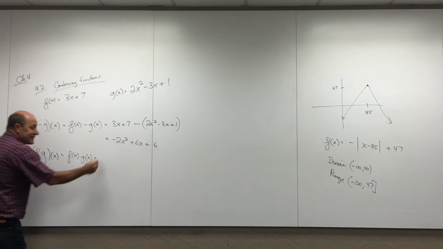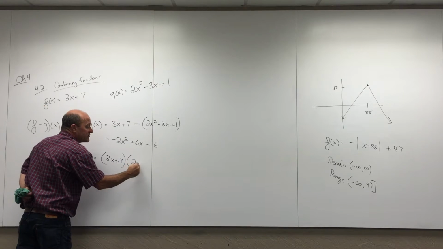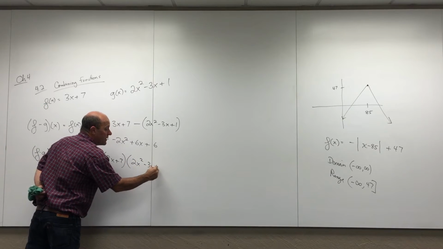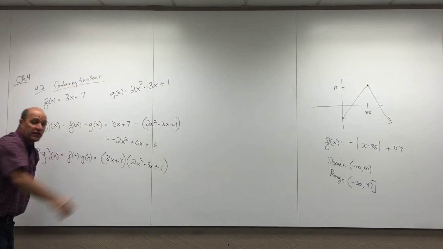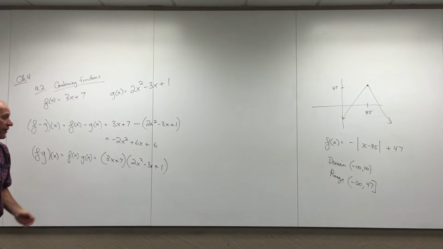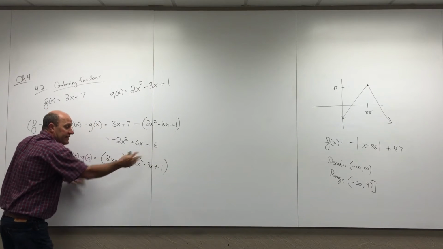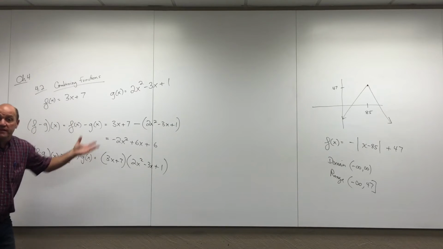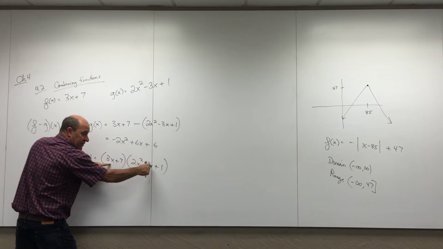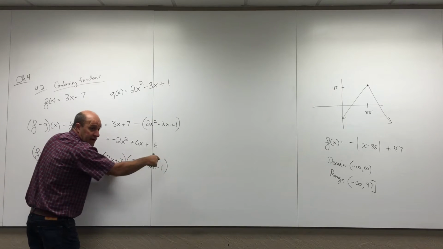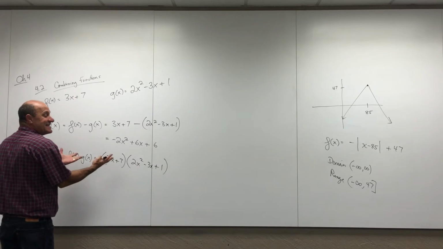Which is a bit of a pain. I mean, this is 3x plus 7 times 2x squared minus 3x plus 1. This takes a little work. Not only do you have to FOIL, in fact, FOIL might not even be a good word here. It's a binomial multiplied by a trinomial. It's a little more than FOIL. It's everybody times everybody. I got to take the 3x times everybody. I got to take the 7 times everybody and collect like terms. It's just multiplying. It's not hard, but it's lengthy.